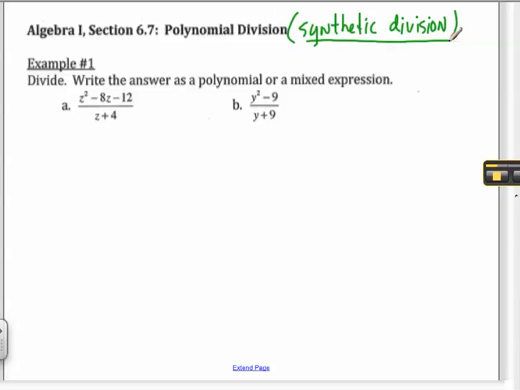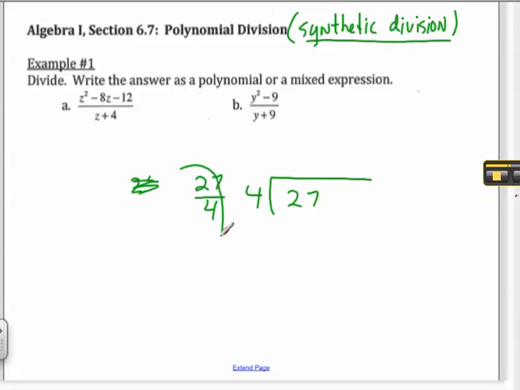Okay. Example number 1 says divide. Write the answer as a polynomial or a mixed number. It says mixed expression, and that's what it'll be, but we write it the same way we would do a mixed number. So for instance, guys, if we had the number 27 over 4, what I would do when I was in 3rd grade is I would put the top number in the house, and the 4 on the outside of the house.